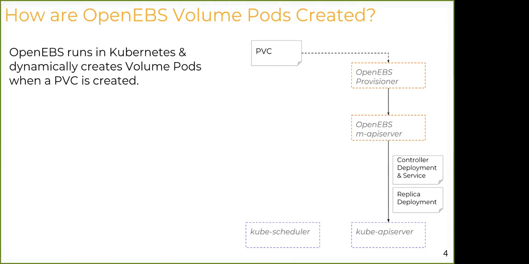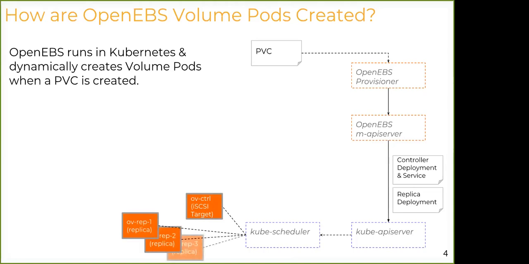So it talks to the API server, makes connections, or is a client to the Kubernetes API server. It requests the API server to create these specifications. And the Kube API server in turn talks to the scheduler to create these pods. We can see the controller getting created and the replicas getting created. And then let's see what happens.